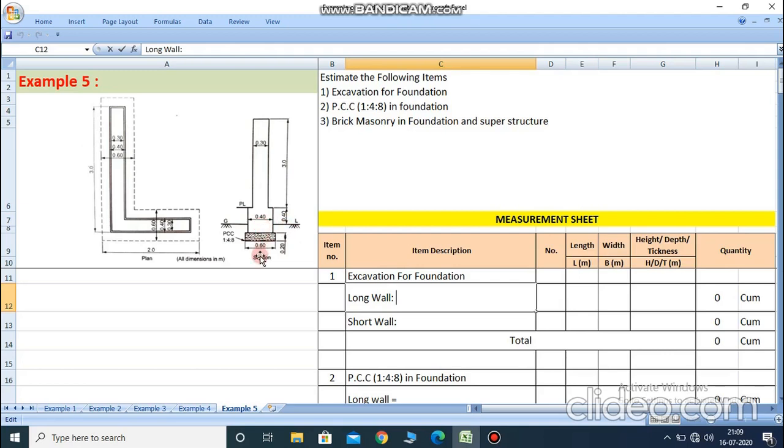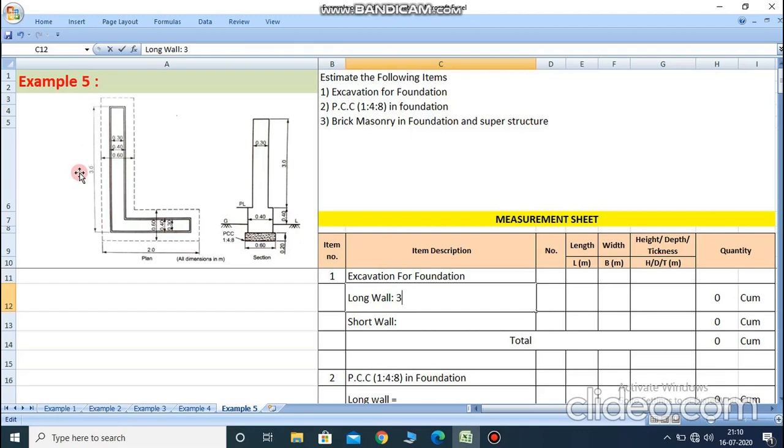And PCC work in the foundation is given as 0.6 meter in width and 0.2 meter in thickness, and PCC ratio is given 1:4:8. Now first we calculate the excavation for foundation. So first we start by finding out the length of the wall. This example is based on the long wall short wall method. So first we find out the total length of the long wall.